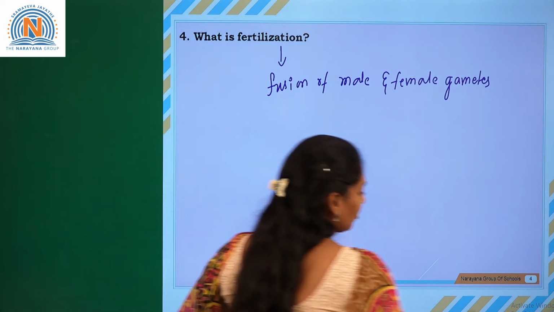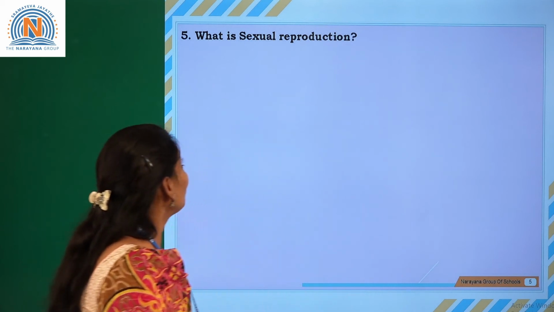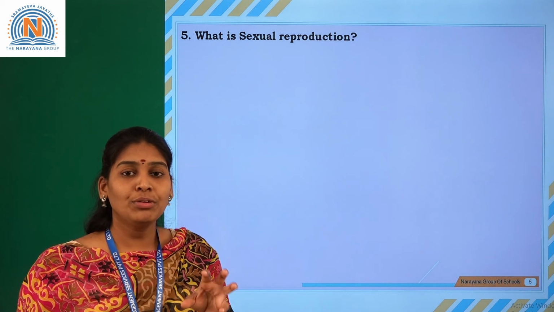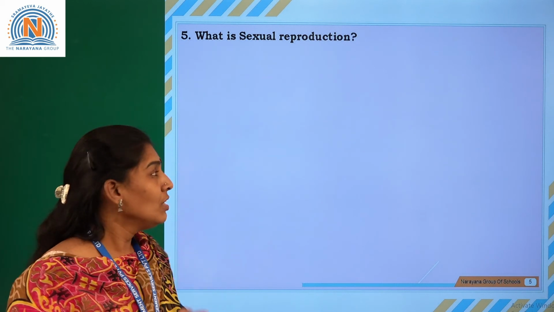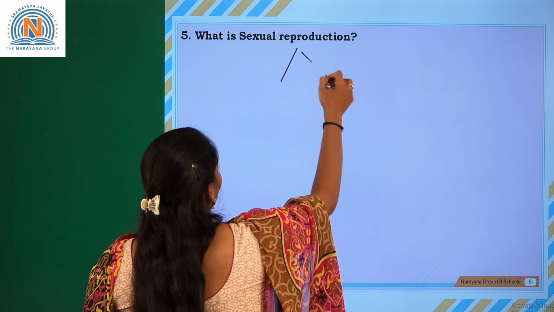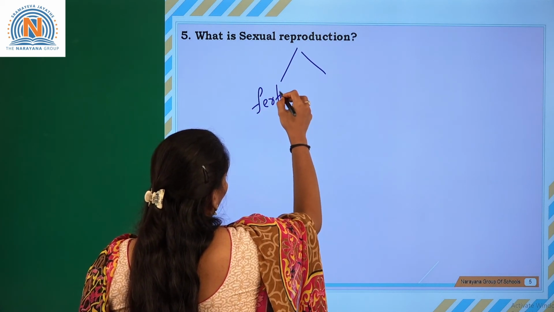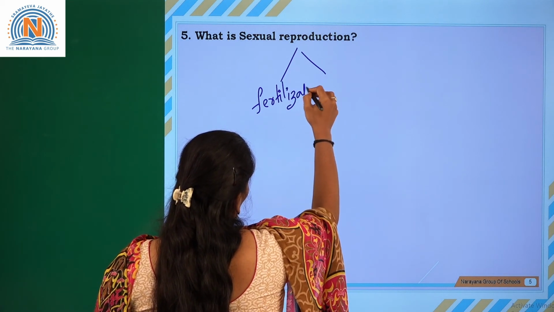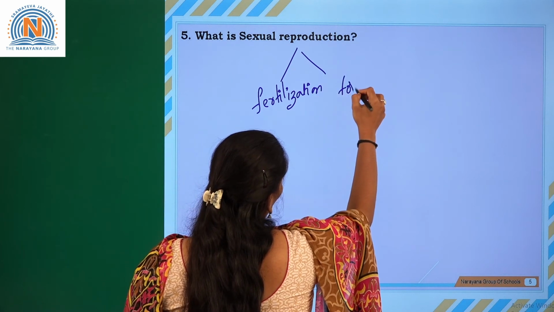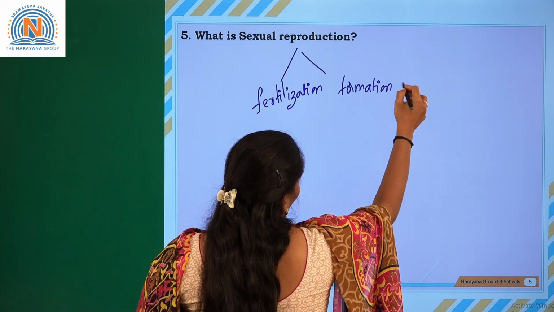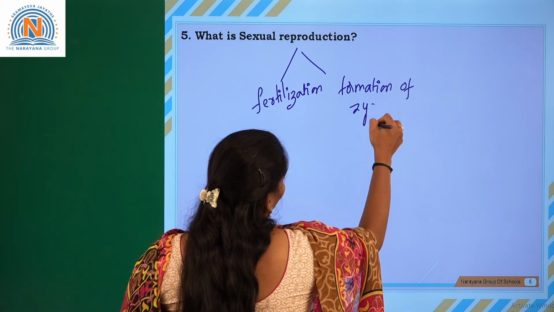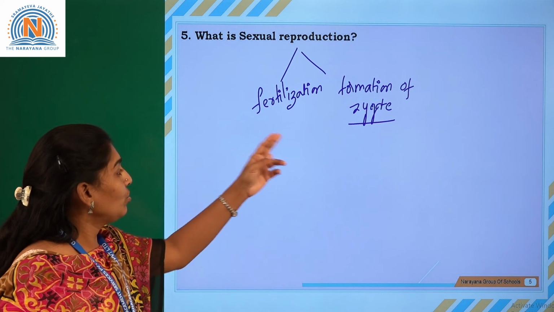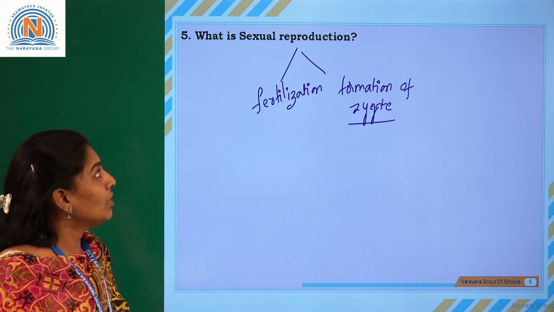Let us go for the next question. The next question is, what is sexual reproduction? Here there is the formation of the zygote, which is after the step of fertilization. So this includes two steps. One is fertilization, the other one is formation of the zygote. After the fertilization there will be seed formation, starting from the zygote. So these two steps are involved in sexual reproduction.